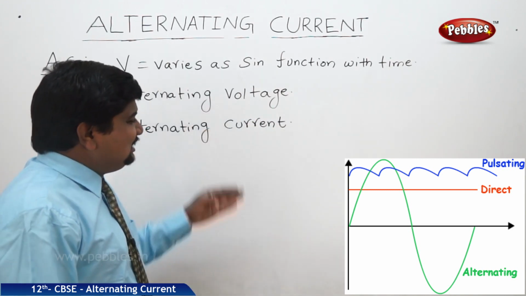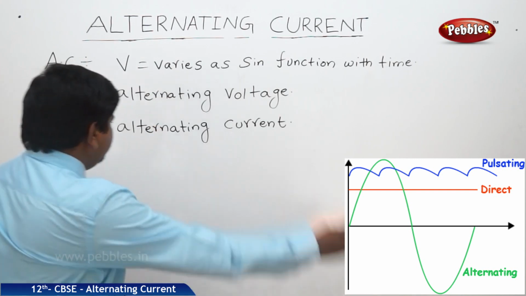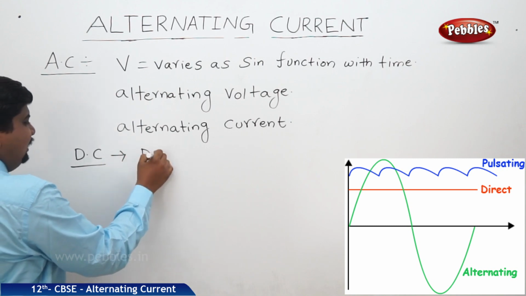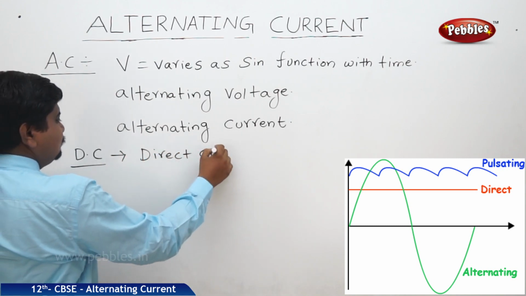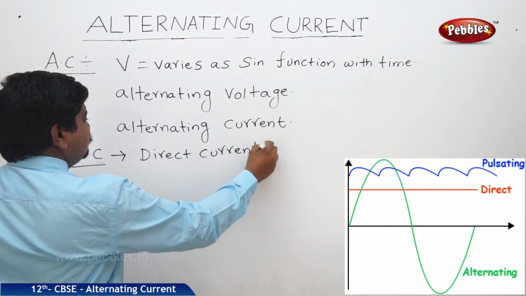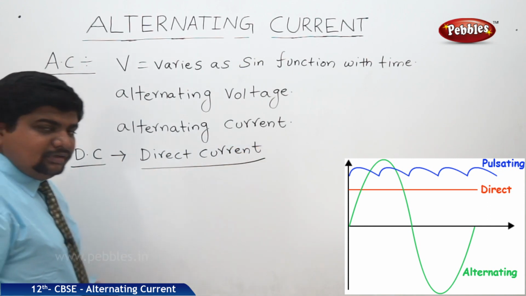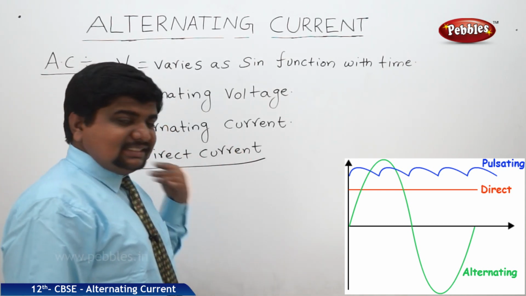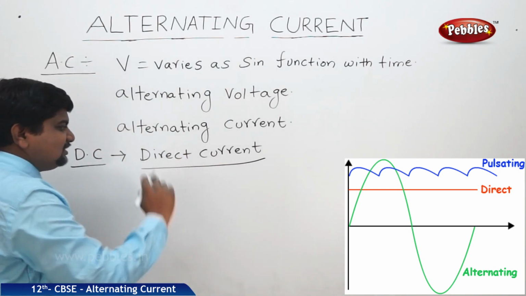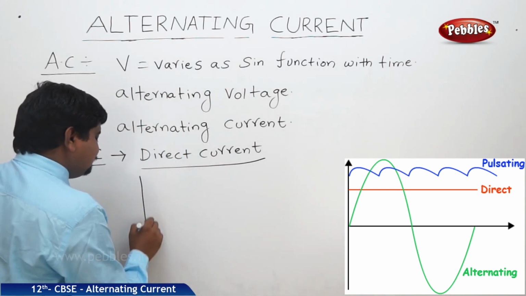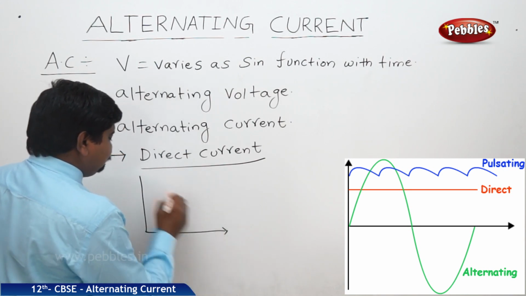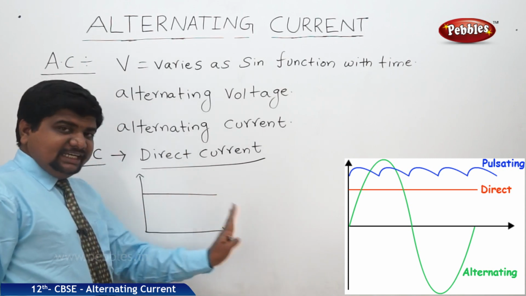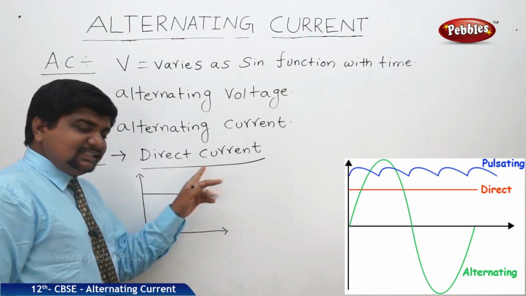What is the need to introduce this concept to society? Initially, before the invention of AC, one current was there. What is this? DC, direct current. Previously, in electrostatics, capacitors, and examples of Ohm's law, we have discussed direct current. The graph of the direct current will be like this: a straight line. Direct, no variations in the direction, no alternations in the direction.